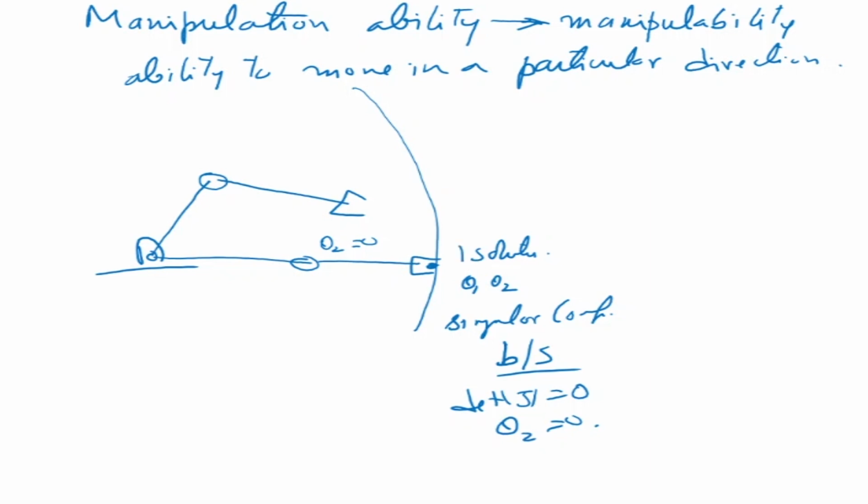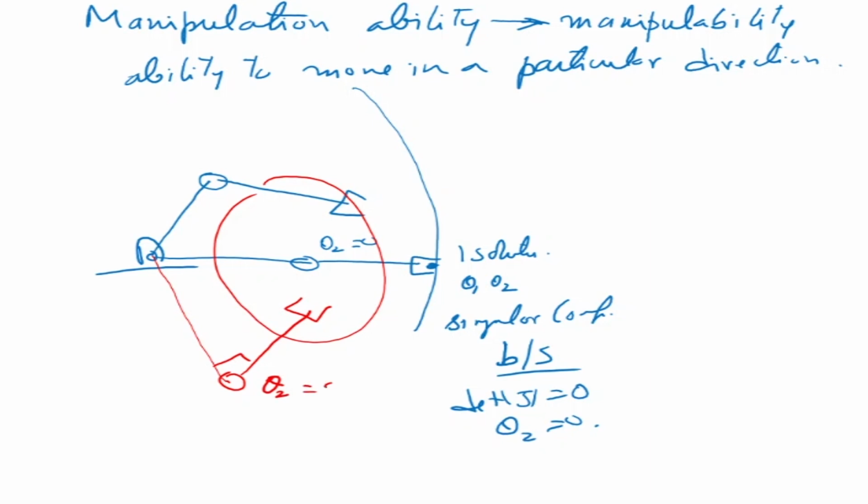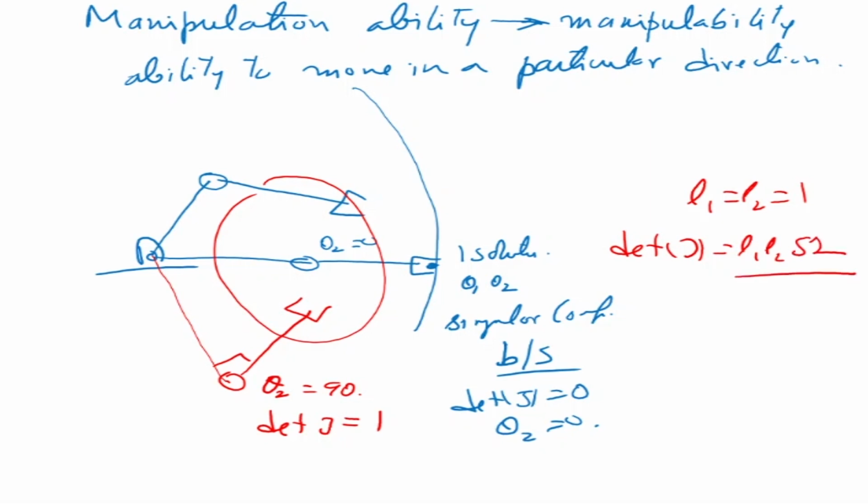Now if the manipulator is somewhere in the middle of the workspace, let's say I bring it down here, in this region, in that case your theta 2 is 90 degrees, and theta 2 is 90 degrees means determinant of J is equal to 1, provided that L1 is equal to L2 is equal to 1. Because determinant of J is equal to L1 L2 sine theta 2, right? So I'm saying that L1 L2 is equal to 1, so it depends only on this, and the maximum value is when theta 2 is equal to 90.